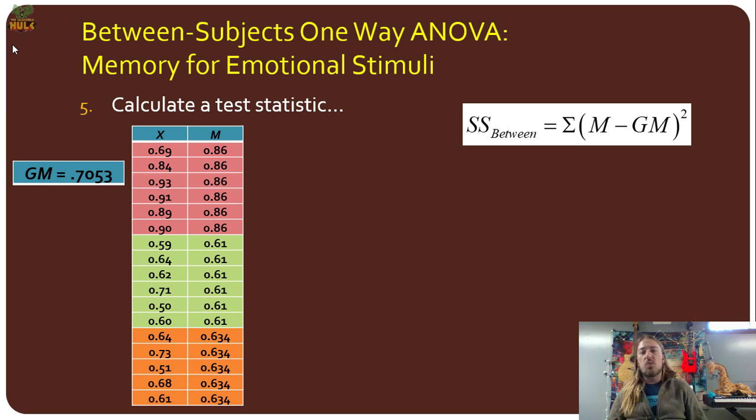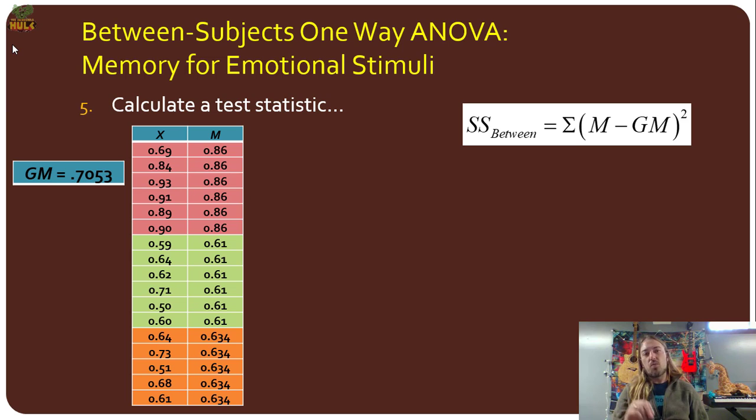Okay, so sum of squares between asks you to subtract the mean minus the grand mean. So the mean of the group minus the grand mean. And so what I've done here is I've listed all of the individual raw data first in the X column. Then next to it, I put a column of the mean. So notice that for all the red ones, it's got all the same value because it's the mean of those negative scores, right? So they all have the same mean because they're all part of that negative group. Same thing then for neutral and for positive. Our calculation asks us to take the mean minus the grand mean, so 0.86 minus 0.7053.